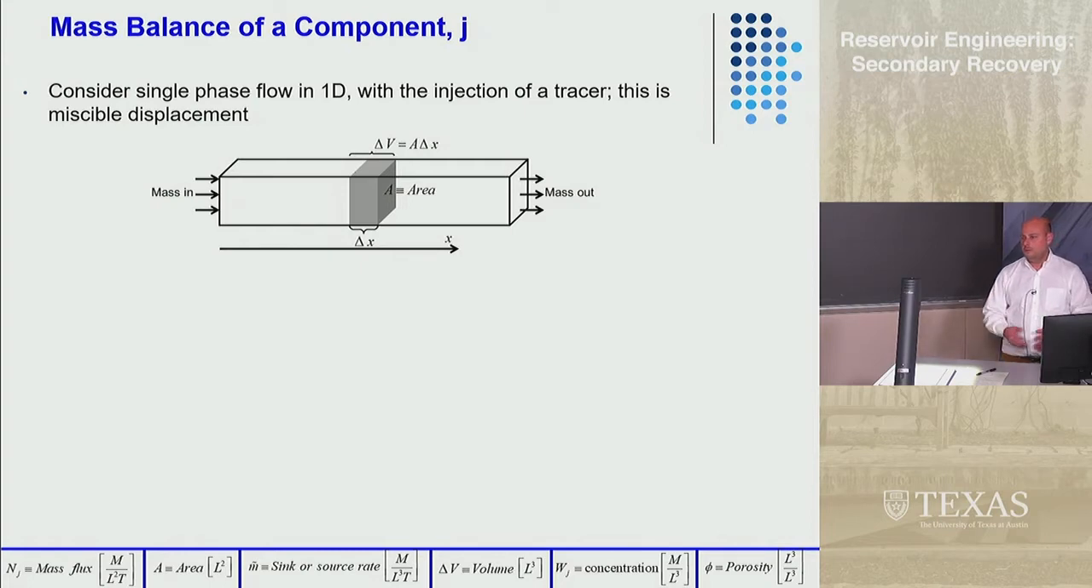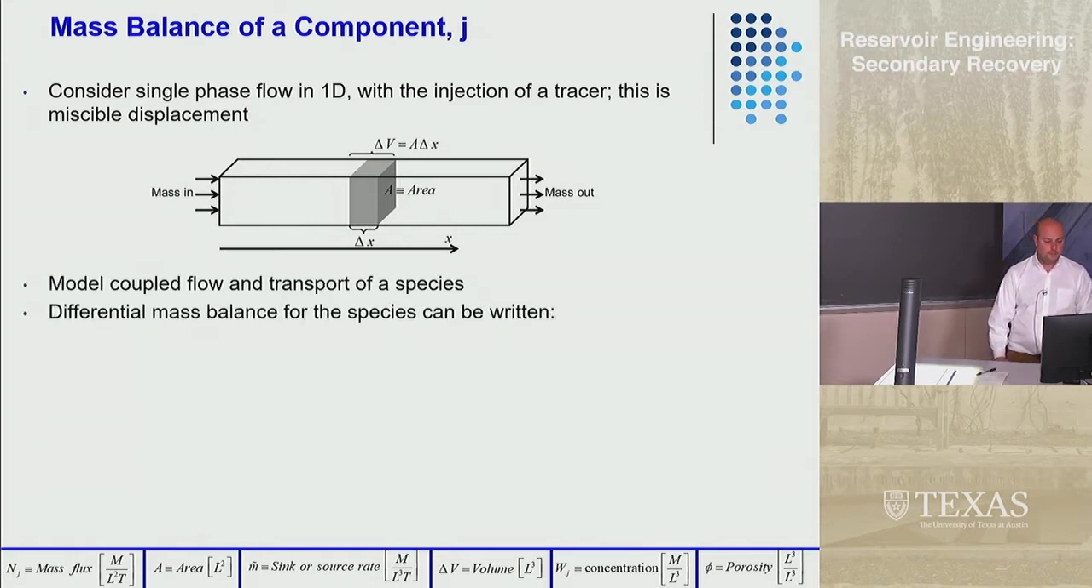We could do the balance in 3 dimensions. That would just make the math a little bit more difficult. We're going to do the mass balance over this little gray box. We call it a control volume. It's got a length of delta X and an area A.